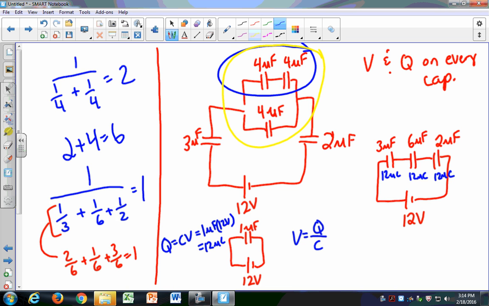I'm going to write out the voltages. What's the voltage for the 3 microfarad? Right, that's 4 volts. And the 6 microfarad? 2 volts. And 6 volts. And notice that 4 plus 2 plus 6 equals 12, as it should.